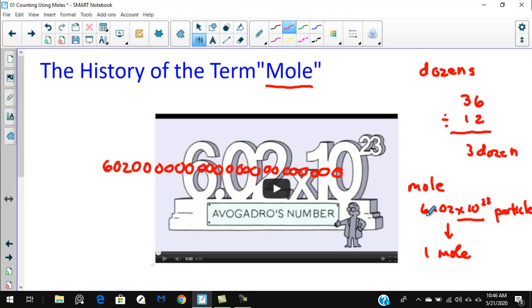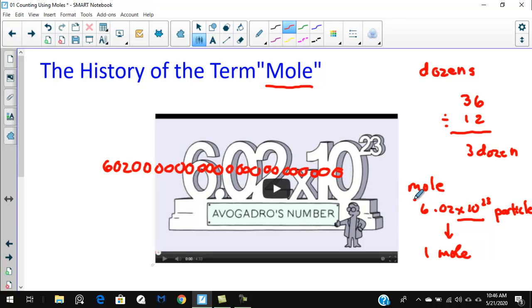Right? If I had 3.01 times 10 to the 23rd, which would be about half this number, then I'd have half a mole. And if I had 12.04 times 10 to the 23rd, well, then I'd have 2 moles. So this number, 6.02 times 10 to the 23rd, it's just like the 12 from a dozen. It lets me figure out how many moles I have.